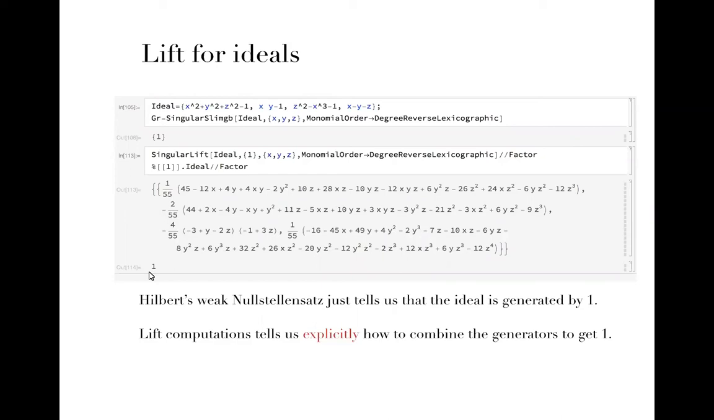So this is quite useful, because sometimes you get a polynomial equation system, but you find there's no solution. But then you want to say, okay, where is the contradiction in the system? That is, you must combine several of them to get one. Then you just use lift to say, okay, maybe I combine these four, I get a one. I say, okay, these four are bad. So this is quite a trivial example if you do lift for the ideal.